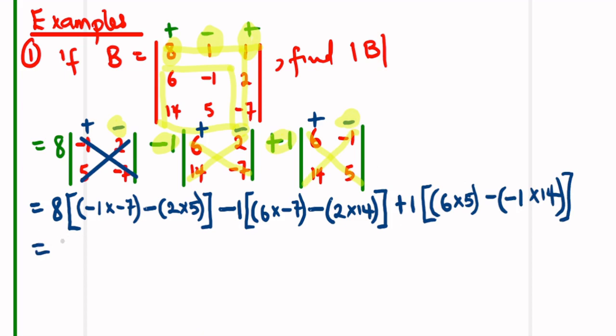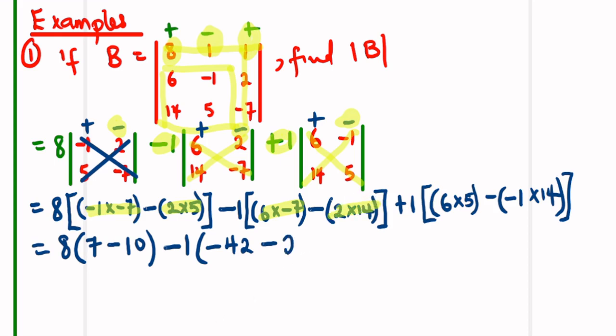So this is going to be equal to 8 in a bracket. Minus 1 times minus 7 is plus 7. So we'll have minus on the other end. 2 times 5 is 10. So we'll move to the next bracket, minus 1, then the bracket. So here we'll have 6 times minus 7, which is going to give us minus 42. And then we'll have our minus, then the second bracket, which is 2 times 14. 2 times 14 is 28.